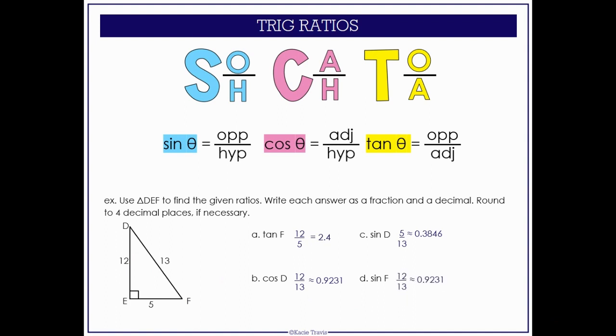Hopefully you might have noticed that the answers for B and D happen to match up. This isn't a coincidence because we are using the same sides in both of those ratios. So you will see that some of the ratios happen to match going forward.